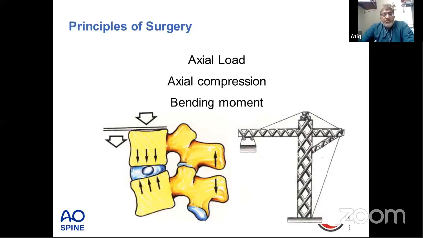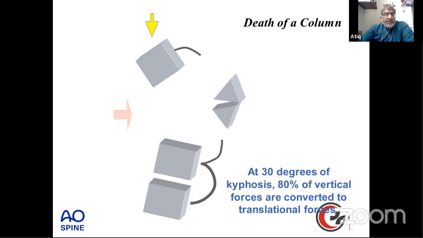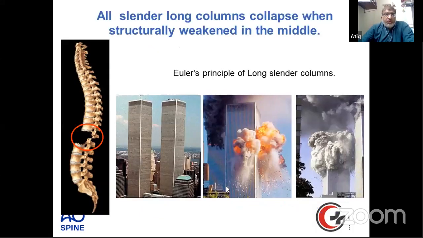And by the rules of biomechanics also, the spine is like a crane, and this is the spine. And if it is destructed here and you destruct the things posteriorly, then everything will collapse, because we know that all cylinders, if you remove this posterior segment, everything will collapse. So there will be a death of a column. So we know that a long cylindrical column collapses when structurally weakened in the middle.